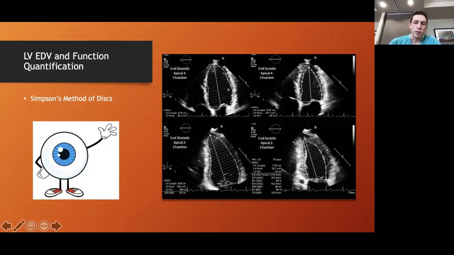However, in practice, most experienced sonographers, rather than formally calculating an EF, when assessing overall LV function, will just eyeball it. However, if you really want to know the end diastolic volume for a shock assessment, I think it is useful to measure that volume formally.